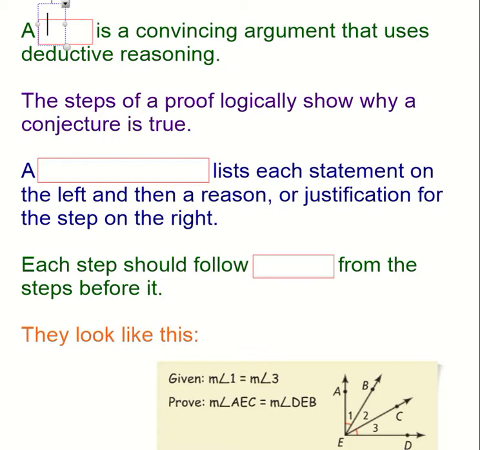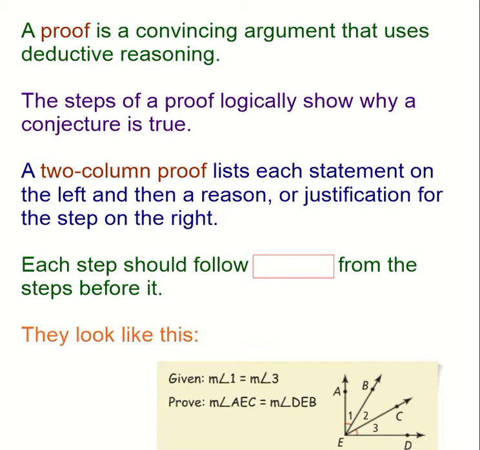So, what we're going to be talking about next is a proof. A proof is a convincing argument that uses deductive reasoning. The steps of a proof logically show why a conjecture is true. A two-column proof lists each statement on the left and then a reason or justification on the right. Each step should follow logically from the steps before it.